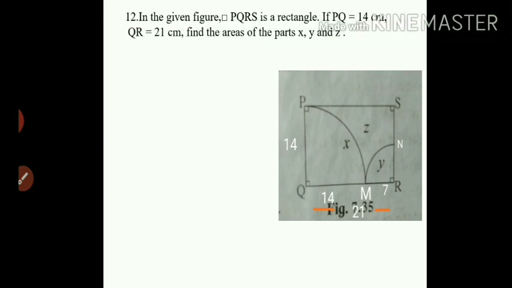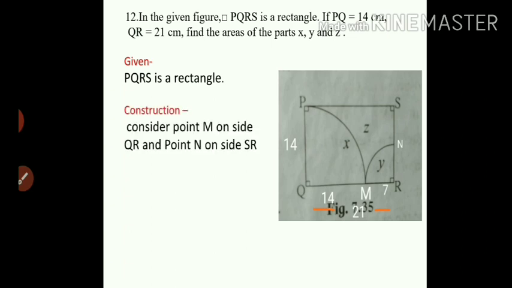See students, first I'll write the given, that is, PQRS is a rectangle. Construction: we will take one point M on side QR. You can see that part, the sector that is drawn from the vertex Q from P on side QR. So I am taking it as M, and I will take the point N on side SR. So now angle P equal to angle Q is equal to angle R is equal to angle S, which is equal to 90 degrees, because they are angles of a rectangle and every angle is a right angle.